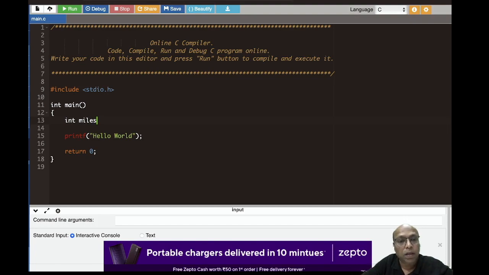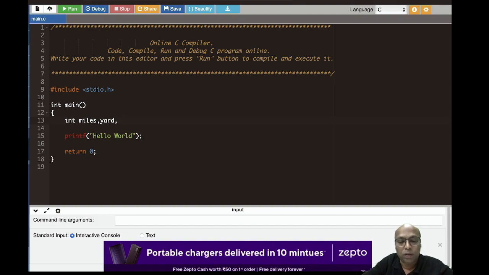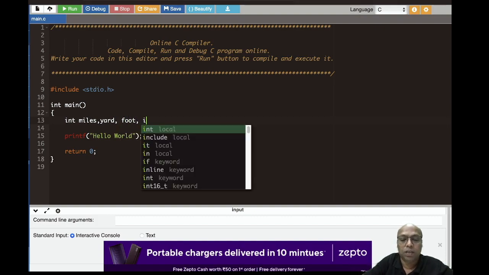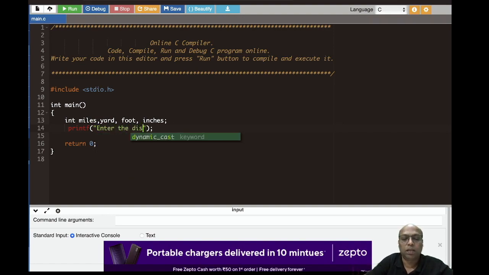The miles need to be converted into yard and foot and inches. So let's say in this case, my input is going to be, I'm going to take an input. How to take an input we saw yesterday, using scanf I can take. I put a message for the user to understand: Enter the distance in miles.